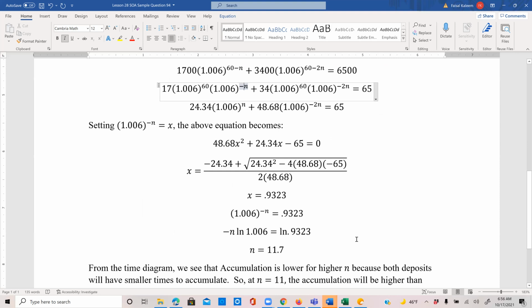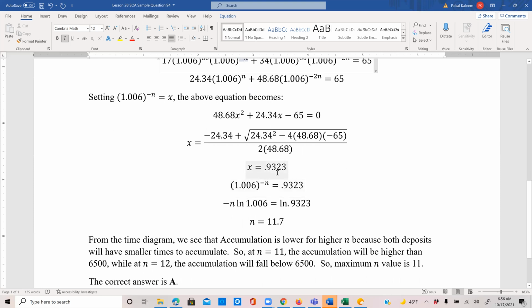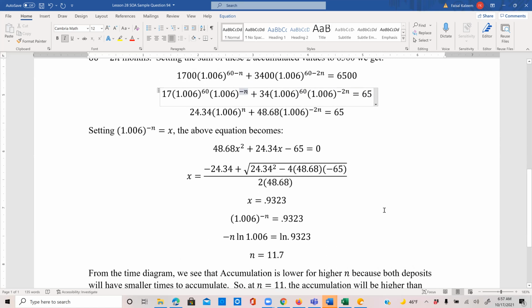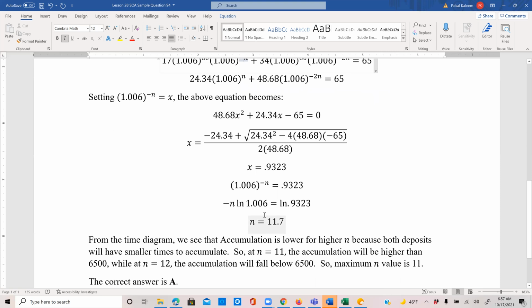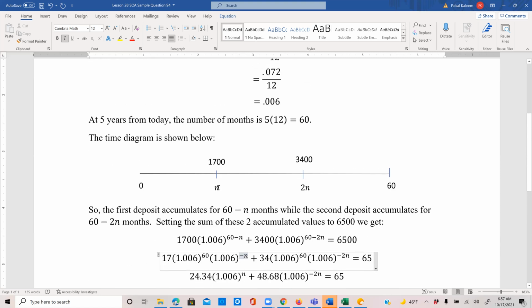And then we apply the quadratic formula. Only the positive value is of interest because x is this exponential, which can never be negative. And x comes out to be 0.9323, and then we replace x with what it was, 1.006 power negative n, take natural log of both sides, and we finally get n equals 11.7 when we divide both sides by negative ln 1.006. Now, from the time diagram, we see that accumulation will be lower for higher n. So what our calculations are revealing is that when n is 11.7, the accumulation will be 6,500.